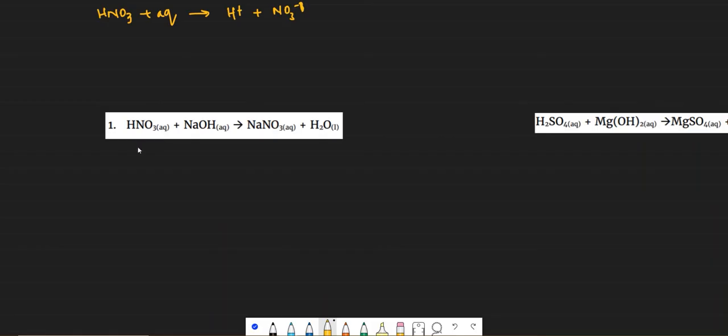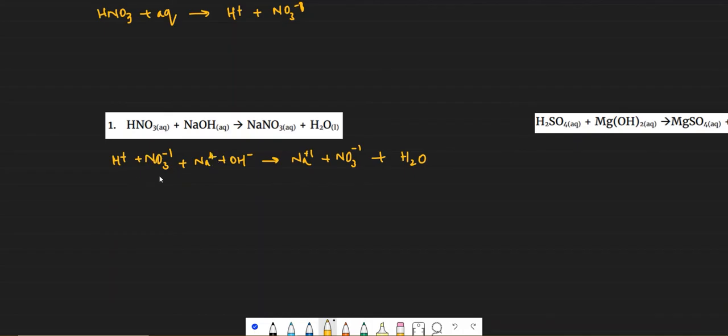In this case, HNO3 will break down into H plus ions and nitrate ions. One H plus ion, one nitrate ion, one sodium ion, one hydroxide ion. NaNO3 is aqueous as well, so one sodium ion and one nitrate ion. And H2O is going to remain intact because it's a liquid. Liquid doesn't mean that it can be broken down into ions. Only aqueous means that a compound is broken into its ions. So remember that.